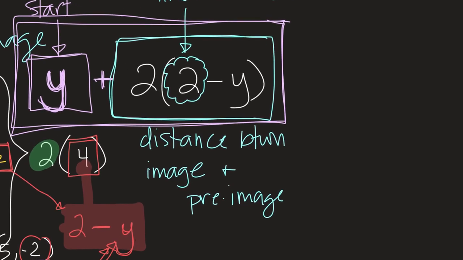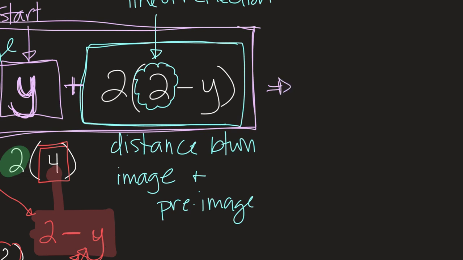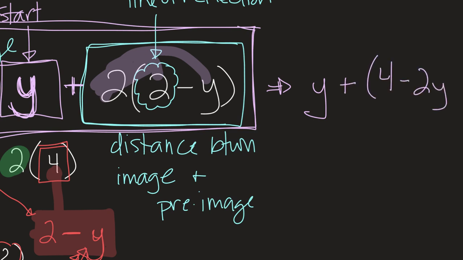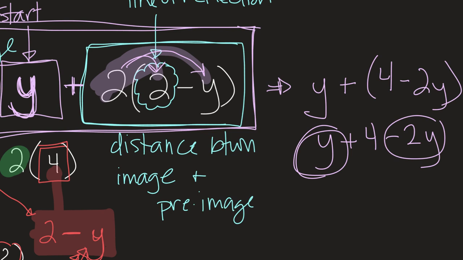So let's do a little bit of algebra and simplify this, shall we? I'm going to distribute this 2, multiplying the 2 into both of those terms. So I have the y on the outside plus 2 times 2 is 4 minus 2y. Since there's nothing else going on, I can take away these parentheses and combine my like terms. And I get a simple equation of 4 minus y.